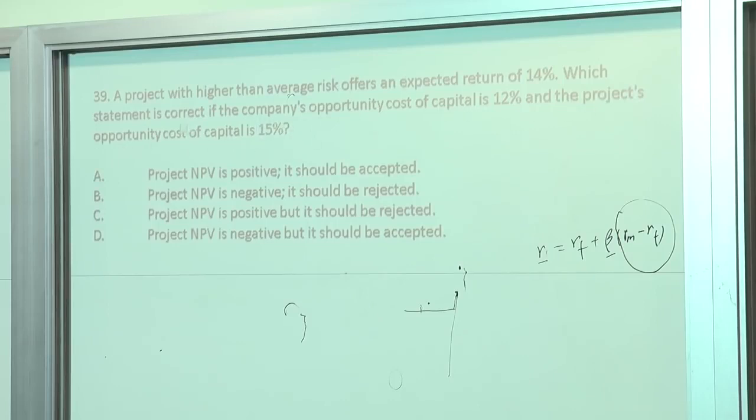Okay, so the project cost of capital is 15%, and the project gives 14%. So it's lower than the required rate, right? So that project's NPV should be negative and should be rejected. In this case, we know the project's opportunity cost of capital, so we should compare 15% with the project's expected return, right?